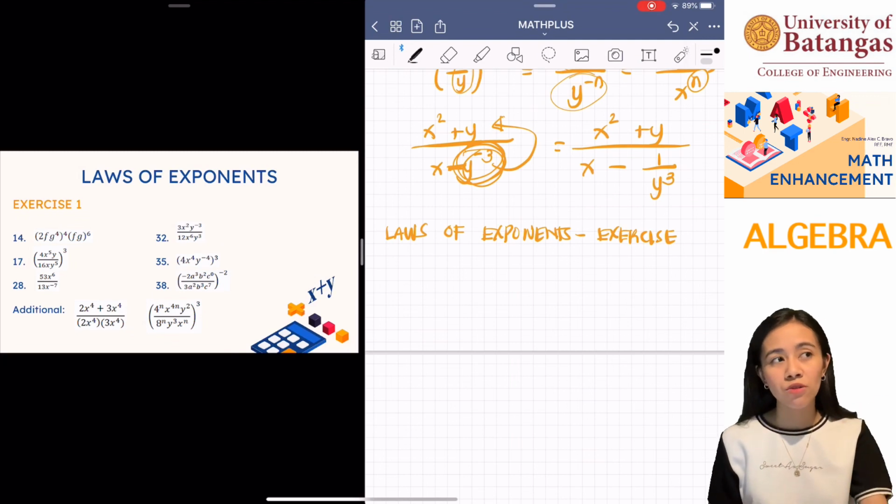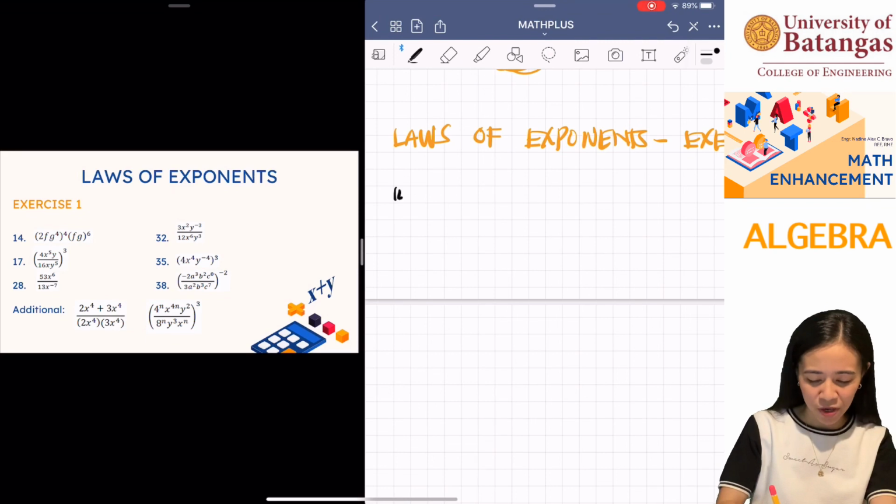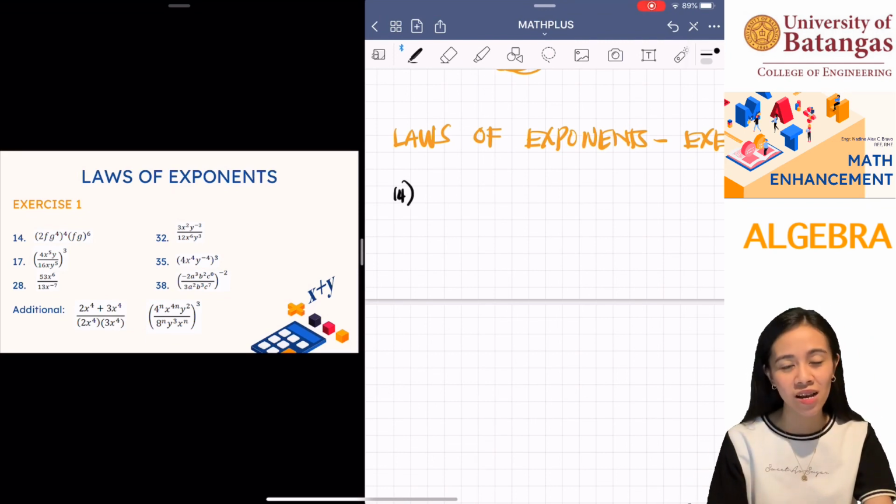So, I'll allow you to do it yourself. Para naman, di ba? Marami kayong gawin. Joke. Para ma-practice kayo ha, kailangan you have to practice.